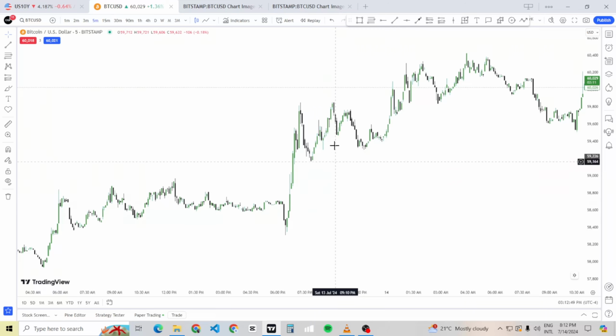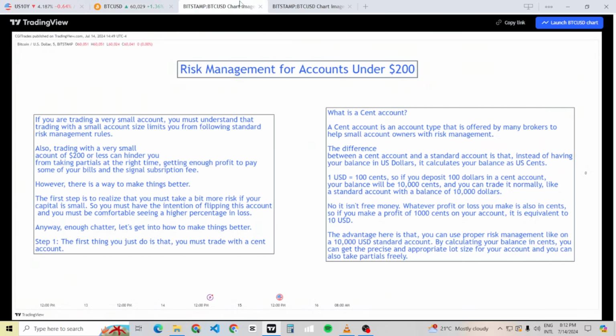So this video is the solution to the problem. All right, let's get into it. Risk management for accounts under $200. If you're trading a very small account, you must understand that it limits you from following standard risk management rules. Also, trading with a very small account of $200 or less can hinder you from taking partials at the right time, getting enough profit to pay some of your bills, and the Signal subscription fee when it eventually becomes paid. However, there's a way to make things better.